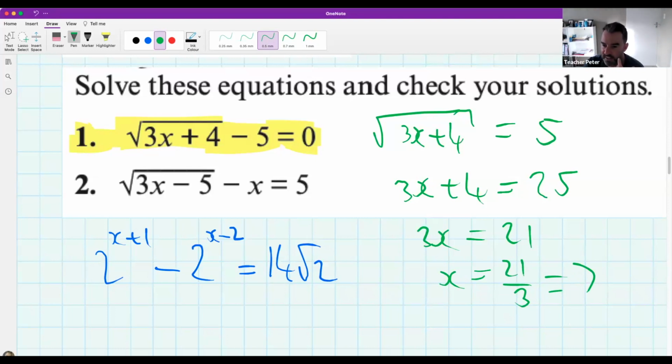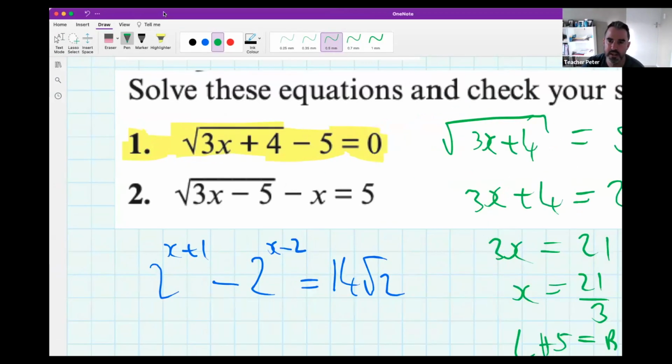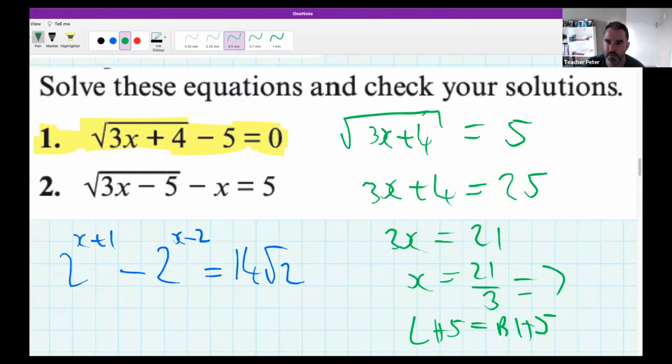Now I have to check that. So 3 times 7 is 21 plus 4 is 25. Square root 25 is 5. So we have left-hand side equals right-hand side. All right. Give me a thumbs up if you felt okay with that. Give me a thumbs down if you didn't.